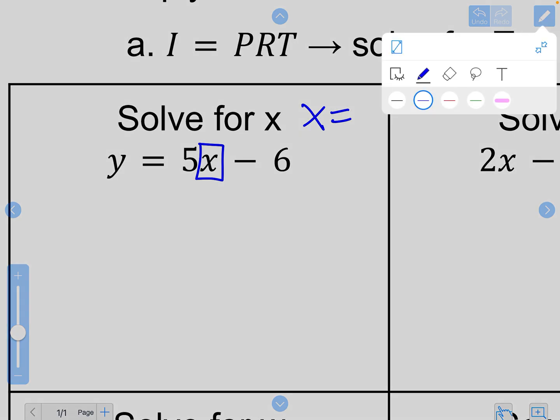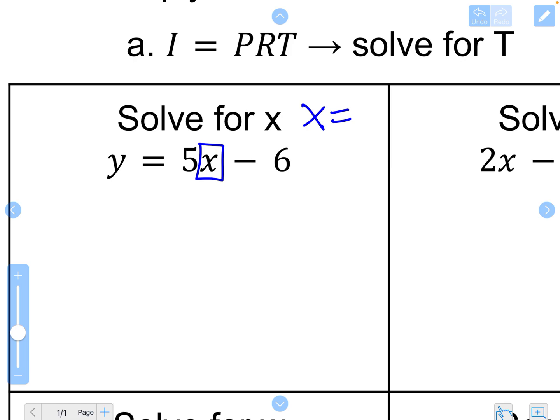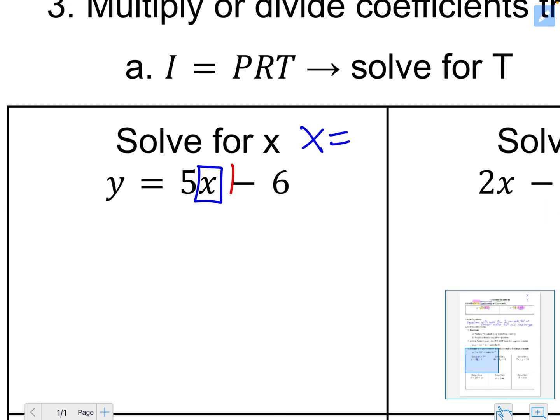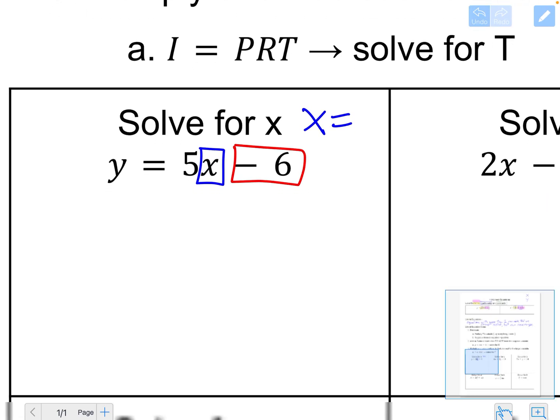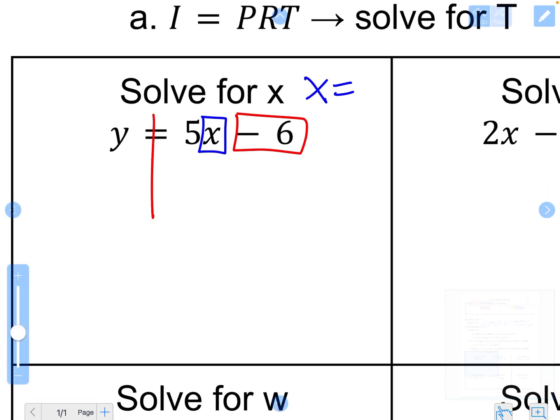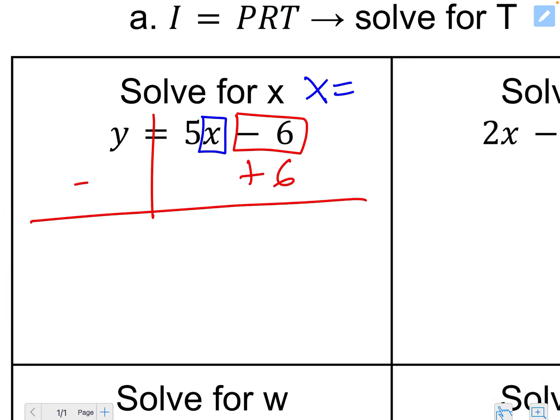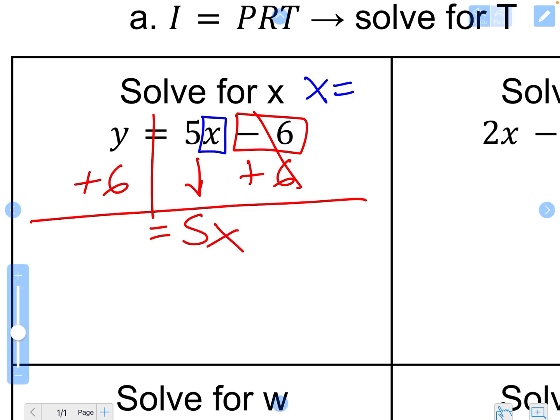If I'm looking at this problem here, y equals 5x minus 6, my constant is negative 6. So I'm just going to do just like we have been doing in all of the rest of our problems. I'm going to flip my sign, and I'm going to bring my variable term down. So my 6's cancel, and I'm left with 5x on that side.